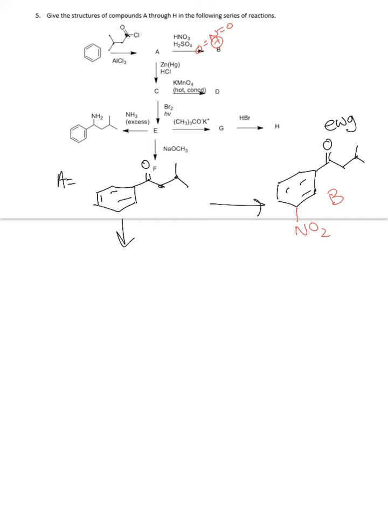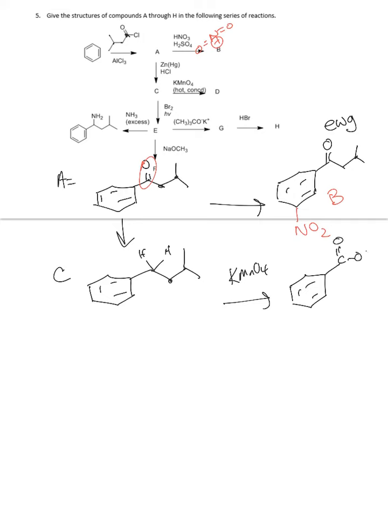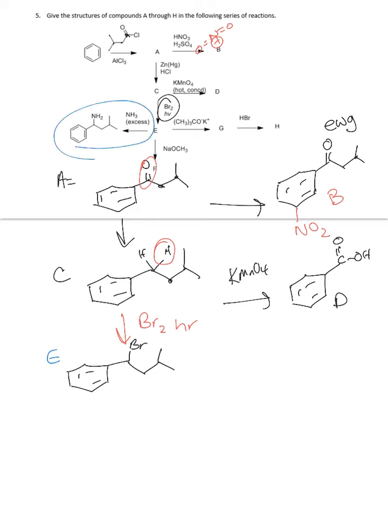Compound C would be a reduction, a Clemmensen reduction, so the carbonyl here is going to go to a methylene. It goes to CH2. That's compound C. And then hot concentrated permanganate is going to do a benzylic oxidation and make the carboxylic acid. That's compound D. If you react compound C with bromine and light, then one of these benzylic hydrogens is going to get removed and replaced with a bromine. This is free radical bromination to give you compound E. You're not expected to know that reaction, so they gave you the product.